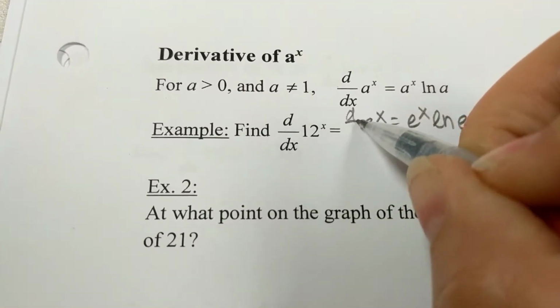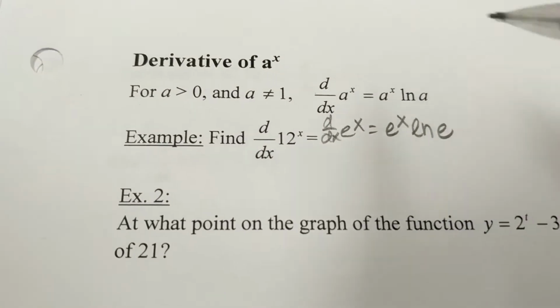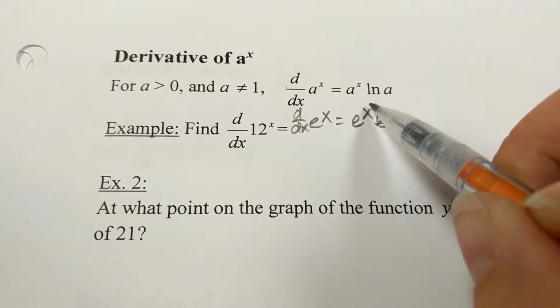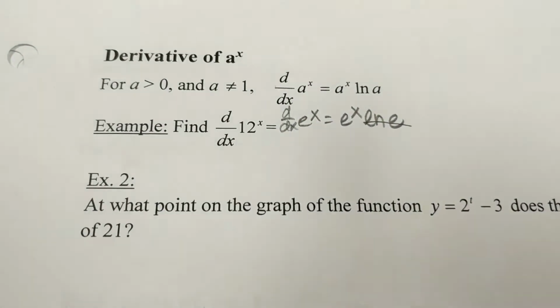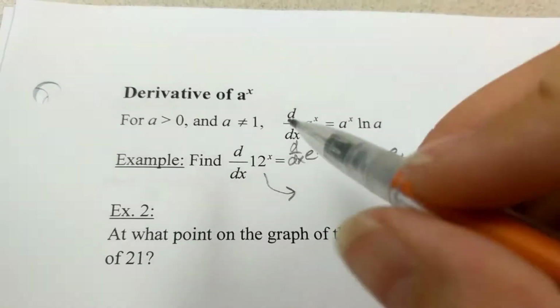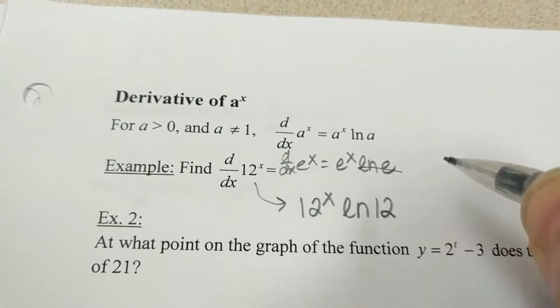And I'll put the derivative out here just to make sure we're... Sorry, I'm encroaching on the next example. But natural log of e is just 1, so that's why we get e to the x. Now this one, derivative of 12 to the x, is just 12 to the x natural log of 12.